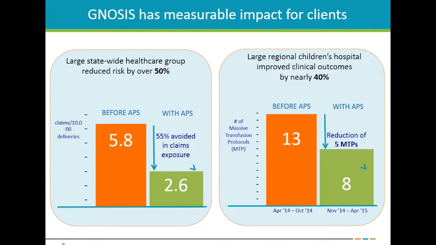And to the right of that, a large regional children's hospital that has a very large OB service line decreased massive transfusion protocols, or as I like to call them, codes, which has a real patient safety impact, a real clinical impact to the patient. GNOSIS became part of the total protocol and education and training for their staff on obstetric hemorrhage. So they reduced on the clinical outcome side the number of codes, and also on the financial side the total number of resources, blood products, and supply use, which is significant, especially in today's healthcare market.